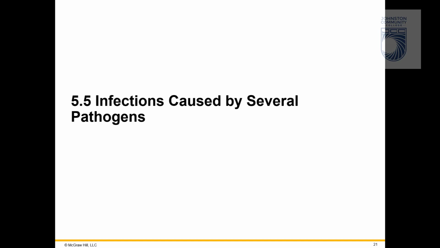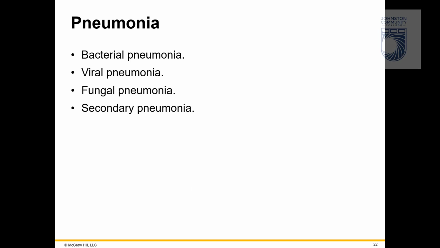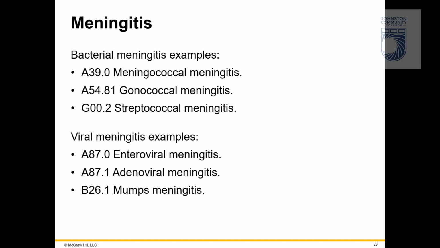Infections caused by several pathogens. Pneumonia: bacterial pneumonia, viral pneumonia, fungal pneumonia, and secondary pneumonia. Then we have meningitis. Bacterial meningitis examples include A39.0 meningococcal meningitis, A54.81 gonococcal meningitis, and G00.2 streptococcal meningitis. Viral meningitis includes A87.0 enteroviral meningitis, A87.1 adenoviral meningitis, and B26.1 mumps meningitis.